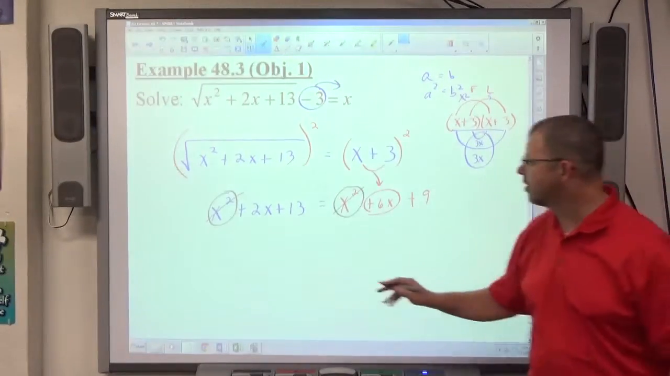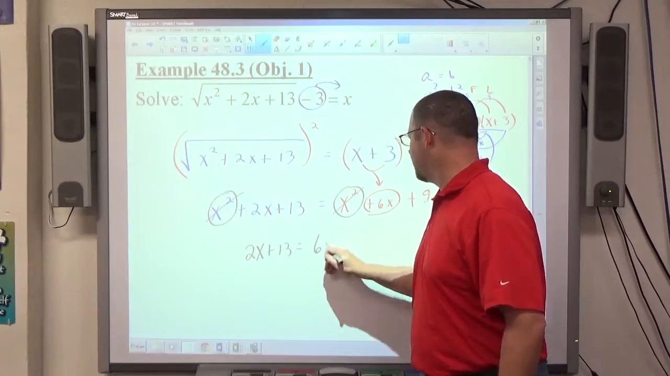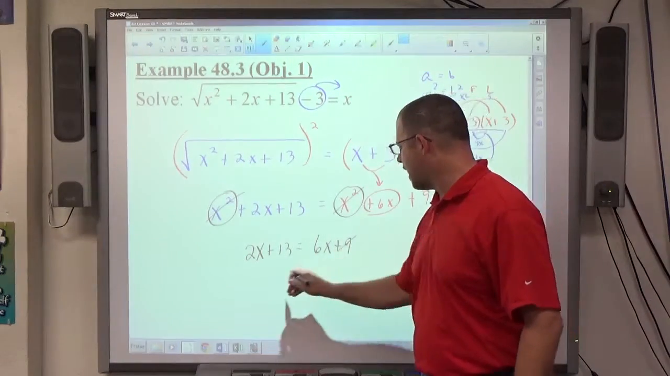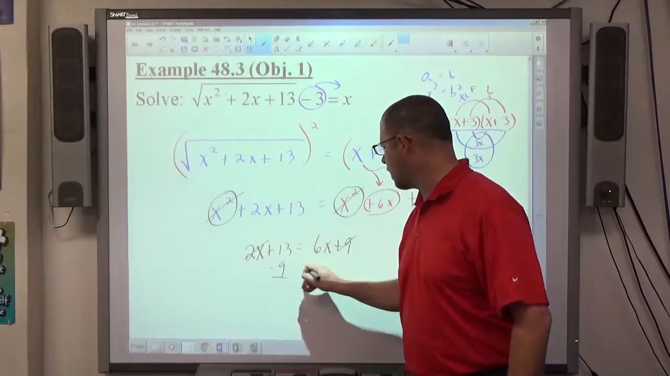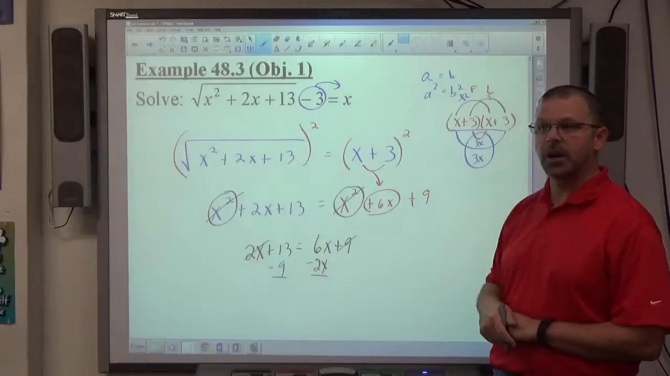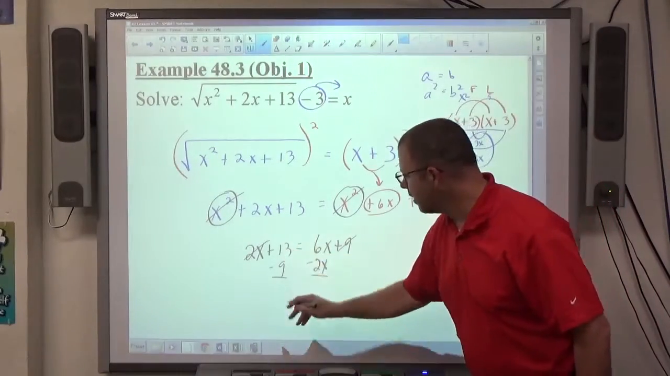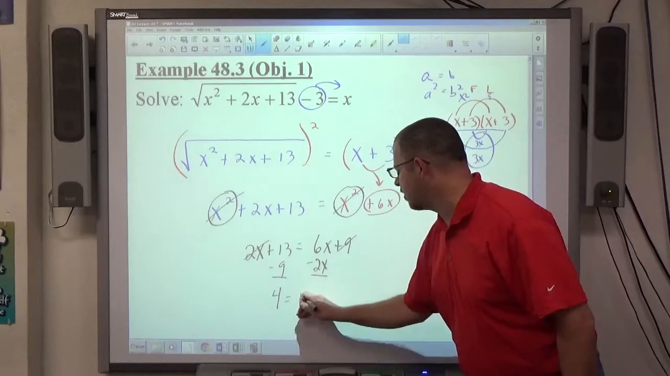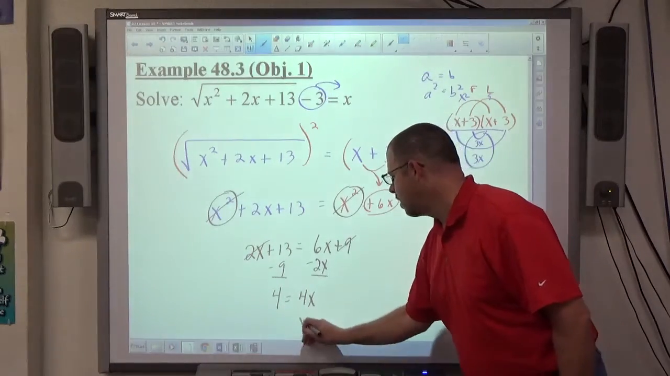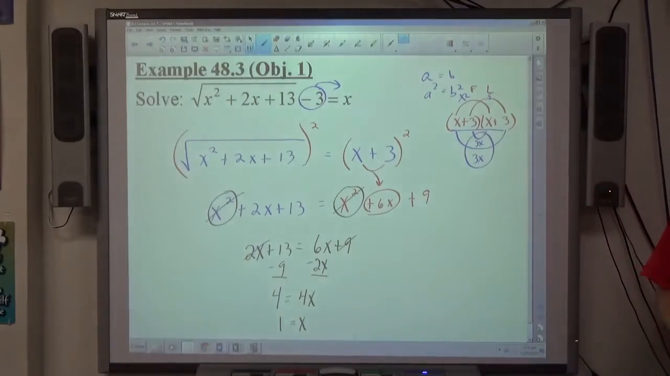The remaining equation is just a basic 2x plus 13 equals 6x plus 9. I would probably move the 9 to the left and the 2x to the right. You can also move 6x left and 13 right, take your pick, but just as long as x and numbers are on opposite sides. 13 minus 9 equals 4, 6x minus 2x is 4x. We divide and we get x equals 1, which is a nice friendly answer to a pretty ugly problem.